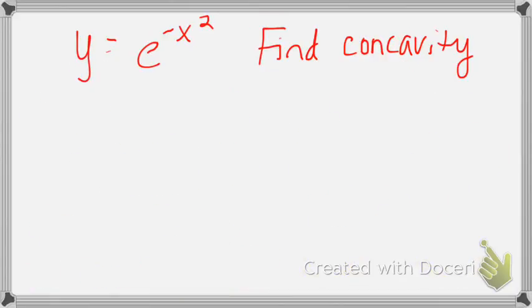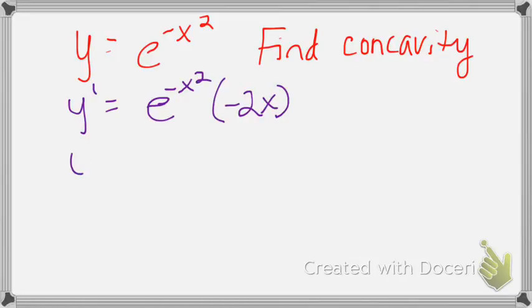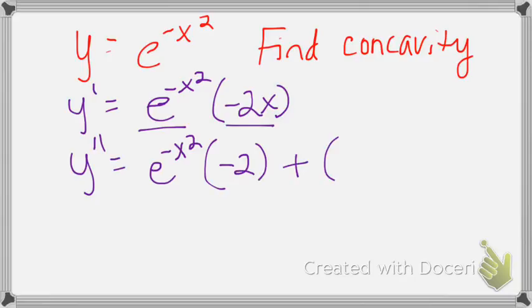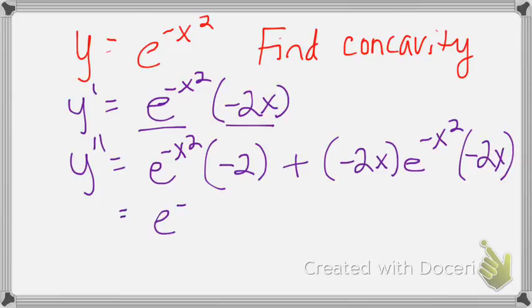Okay, let's deal with concavity. Concavity means where is this graph concave up or concave down. That deals with the second derivative, so I'm going to find the first derivative. It's e to the negative x squared times negative 2x. Now I'm going to find the second derivative. I have to use the product rule. First times the derivative of the second plus the second times the derivative of the first, which is e to the power times the derivative of the power. I can factor out e to the negative x squared, left with negative 2 plus 4x squared.